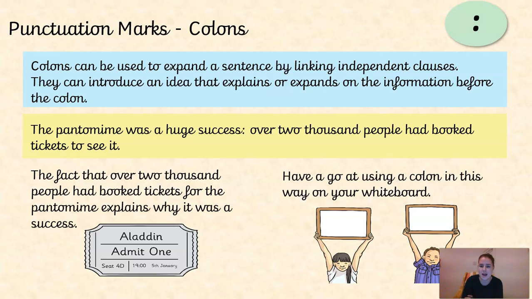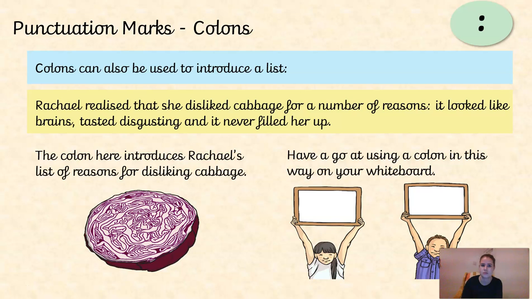Okay, so the fact from that sentence is that there are 2,000 people booked tickets, and that explains the reason of the information before the colon, which is why the admissions and the pantomime was such a success. So rather than introducing an idea, this expands on the information before the colon. So we know that the pantomime is a success. We're going to add some information that's going to explain why. Pause the video and see if you can have a go at writing your own sentence using a colon.